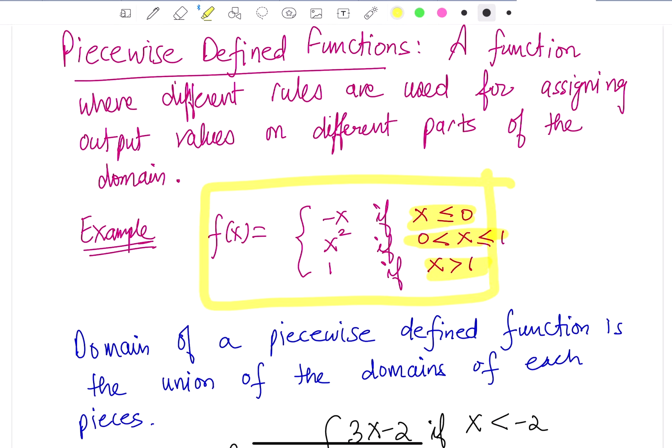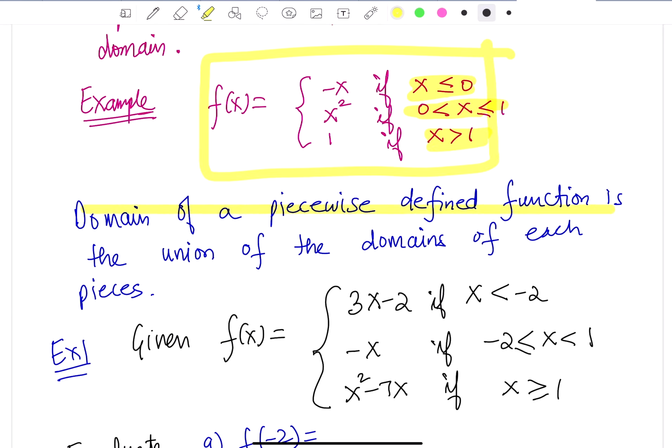Be careful if there's an equal sign or not, because that would change how our graph is going to look when we are graphing. If there is no equal sign at a particular x value, we will have a hole on the graph. The domain of a piecewise defined function is the union of the domains of each piece.